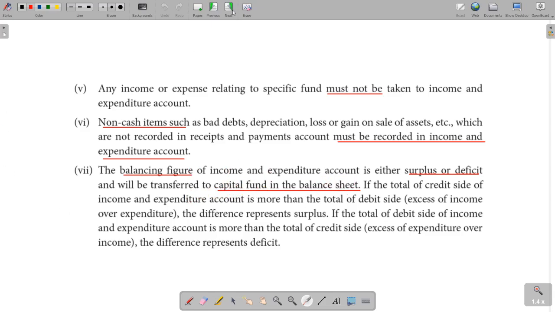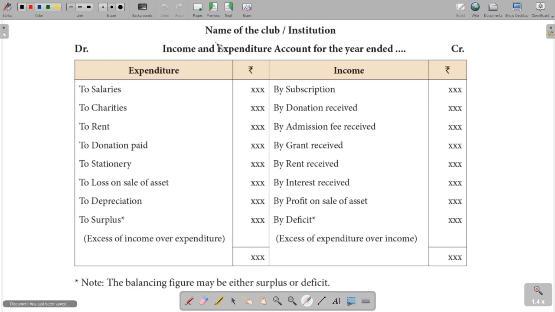So this is what it is. Now we'll just see the format. Name of the club or institution, income and expenditure account for the year ended. Okay, on the debit side we have the expenditure, so all the expenditure. Similarly in profit and loss also, on the debit side we show all the expenditure, isn't it, or loss also.